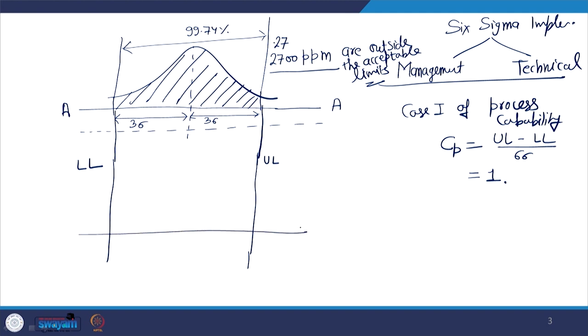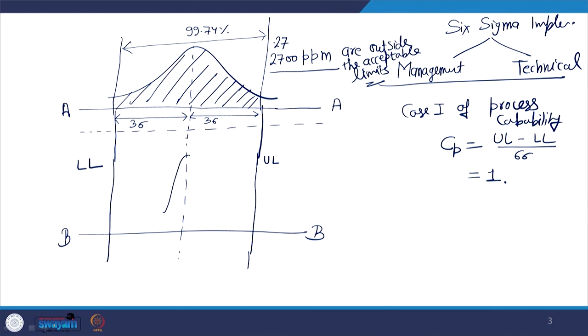So this is A. Now, I am drawing another curve B. This B also has the same mean. But now, I have done some improvement activities, and as a result of those improvement activities, my process variability has reduced. Most of the output of this process is around the mean value. So my spread is now reduced, and the shape of my curve is like this.